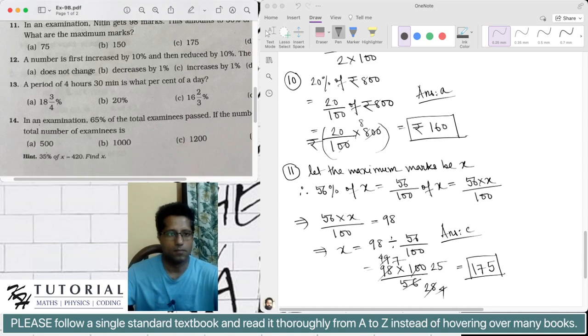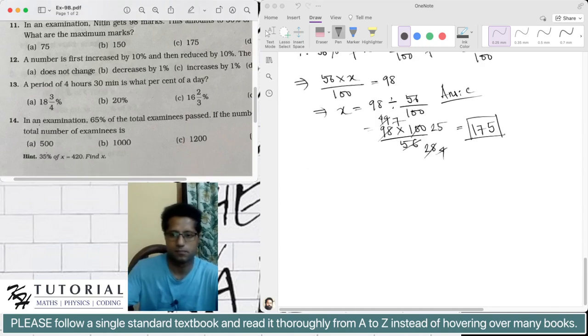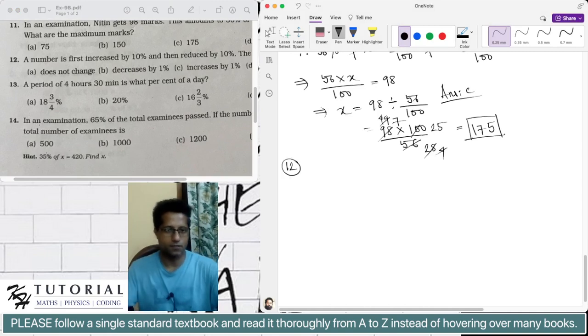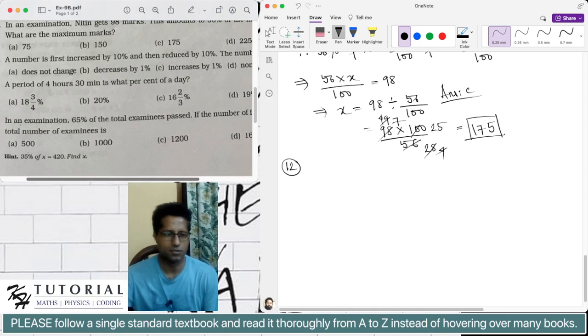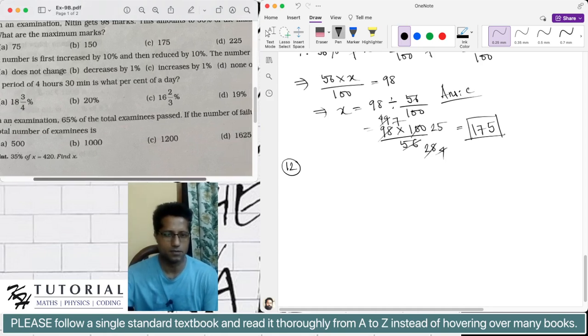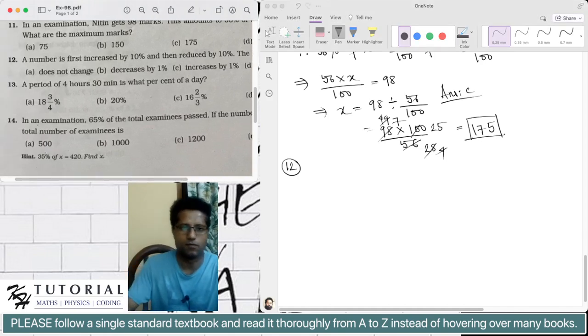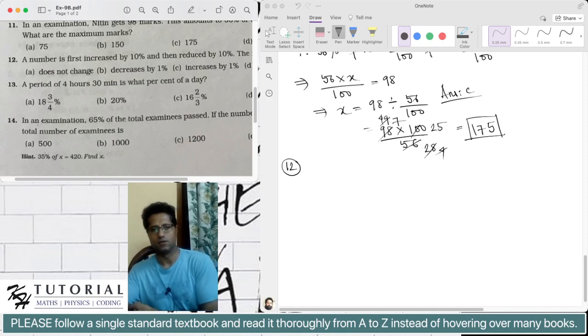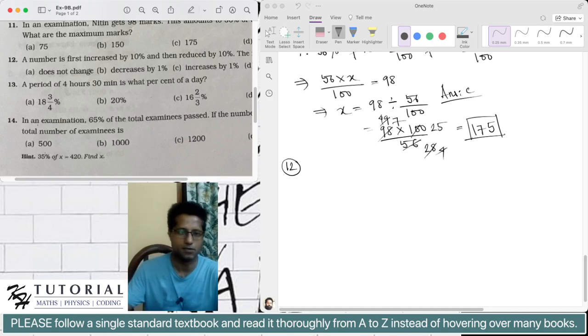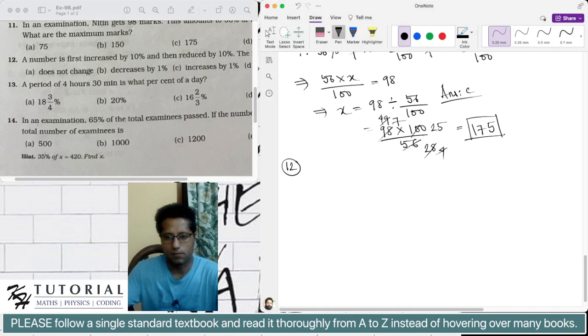Okay, let's do problem number 12. It says a number is first increased by 10% and then reduced by 10%. The number does not change, decreases by 1%, increases by 1%, none of these. Okay, so we have to find what is the change in the number when it was first increased by 10% and then reduced by 10%. Now remember that, let the number be X.